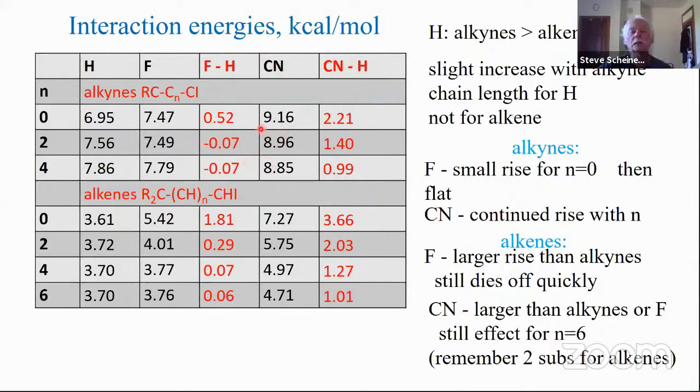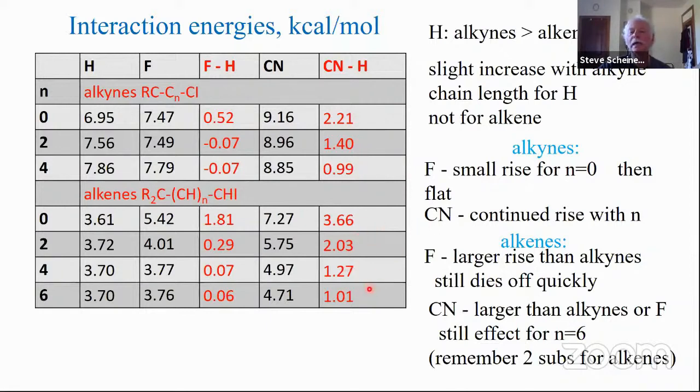And as we do that, just as in the case of the sigma hole, putting the F close intensifies the interaction energy, but when it's further away, there's essentially no effect. In the alkenes, remember there's two of them, the F has a fairly large effect when it's close, but it wanes pretty quickly. In the cyano groups, we have a trend that looks a lot like the sigma holes. The CN has a larger effect than the fluorine, and it lingers. It dies out, but much more slowly.